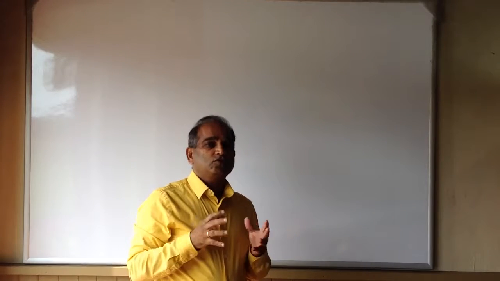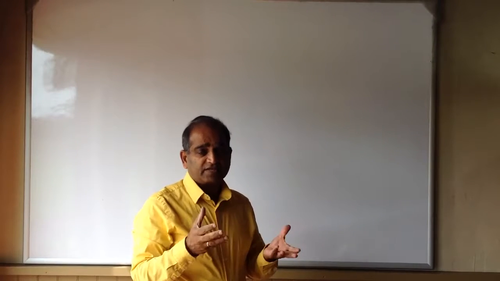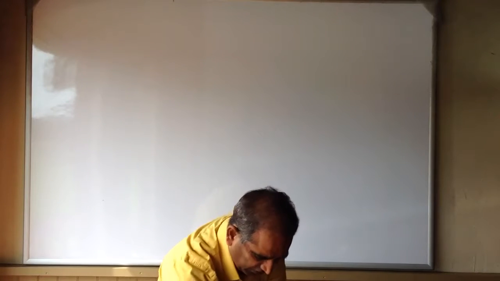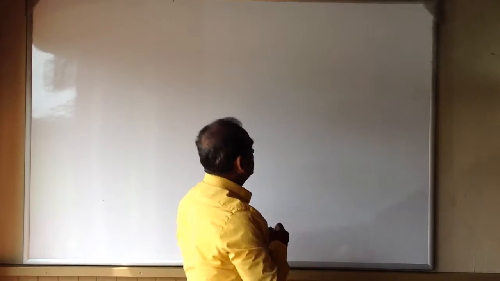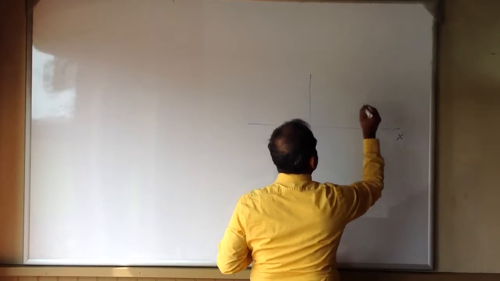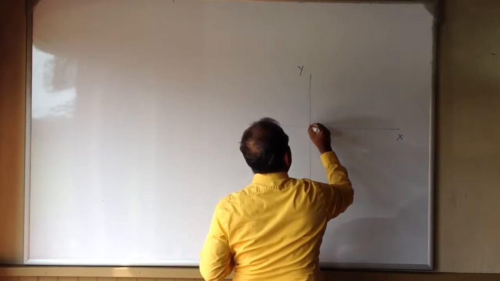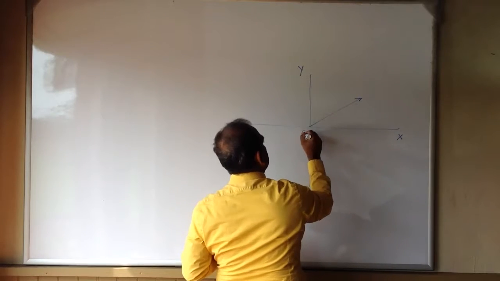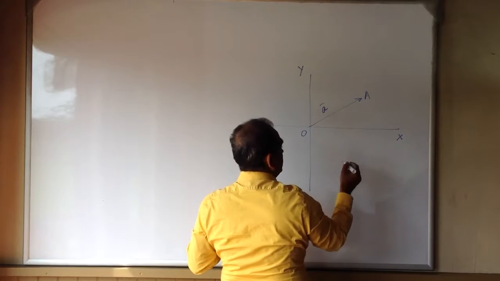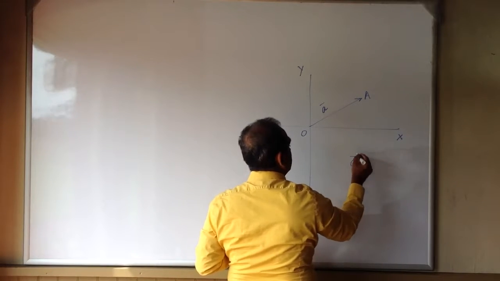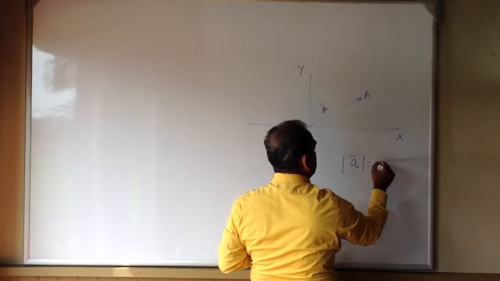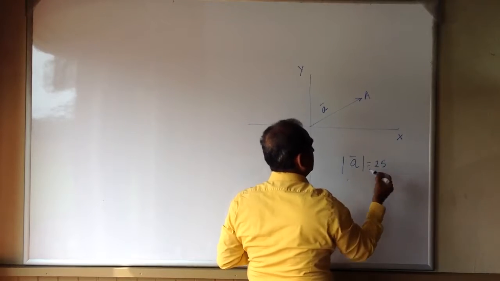Now we will try to do one or two problems in vectors, like vector resolution and vector addition. So let's say that we have a vector. This is the x-axis, this is the y-axis, and let's say we have a vector. Let's call it OA. Let's call it A bar, whose magnitude, A bar magnitude, is represented this way with two parallel lines. Let's call it some 25 units.